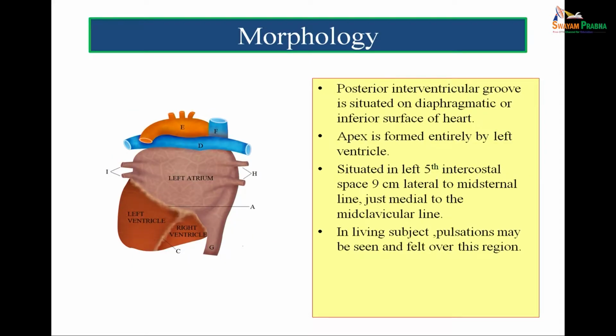If we go to the posterior aspect of the heart, then again we see that same atrioventricular groove separating the left atrium from the right and left ventricles, and the right and left ventricles are separated by C, which is the posterior interventricular groove. On the posterior aspect of the heart, above we see the left atrium in which the 4 pulmonary veins are entering, marked by I and H.